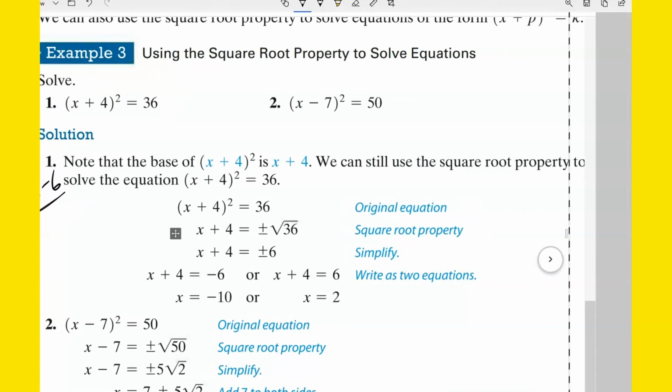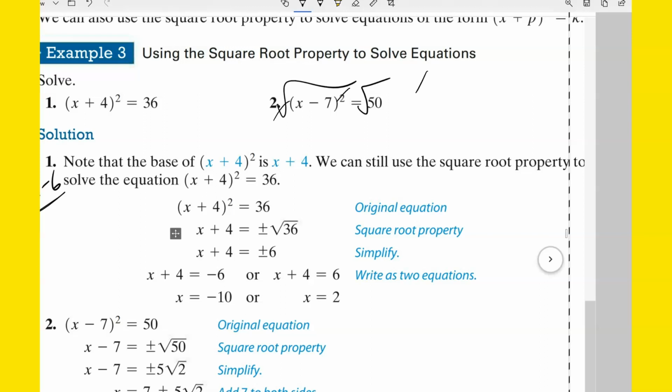All right, let's look at this example. So here again, the x minus 7 is grouped. I can't get rid of the minus 7 until I get rid of the grouping, which is the squared exponent on top of this parenthesis. So I've got to take the square root of both sides to get rid of that squared exponent.